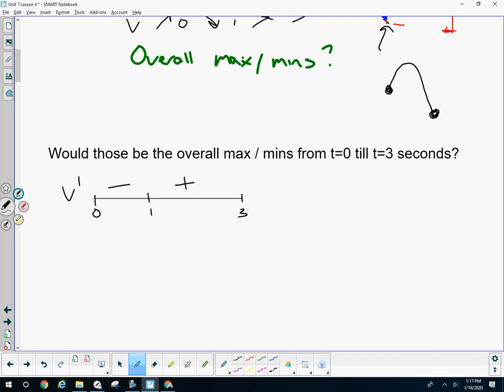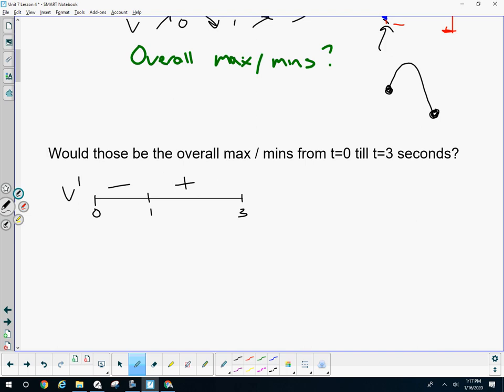By looking at our sign analysis, we are able to tell definitively where one of our absolute maxes or mins are located. Okay? Discuss with your neighbors. Do we know for certain where your absolute max or min is for V over this interval? I know for certain one of the two. Which one?